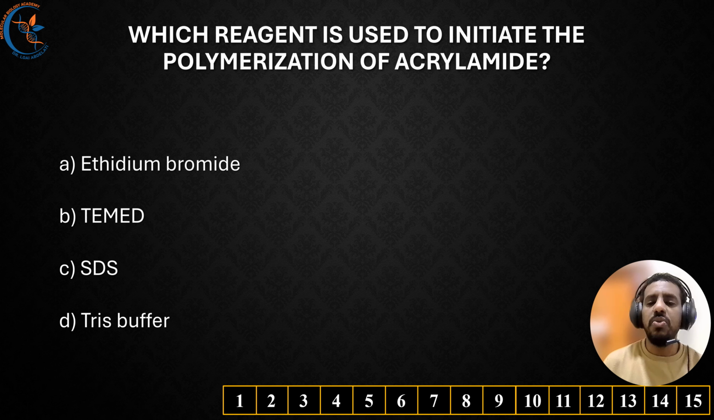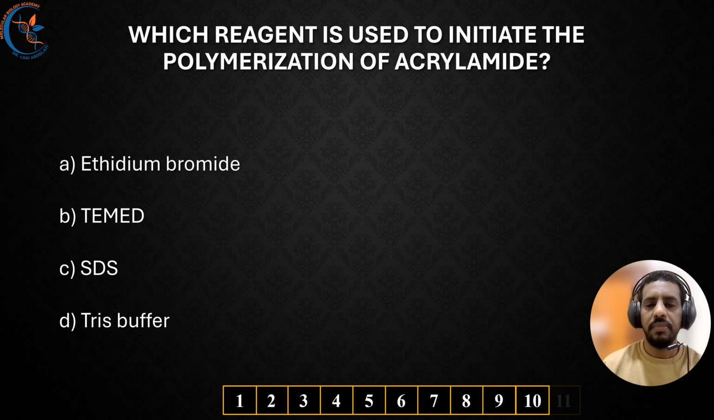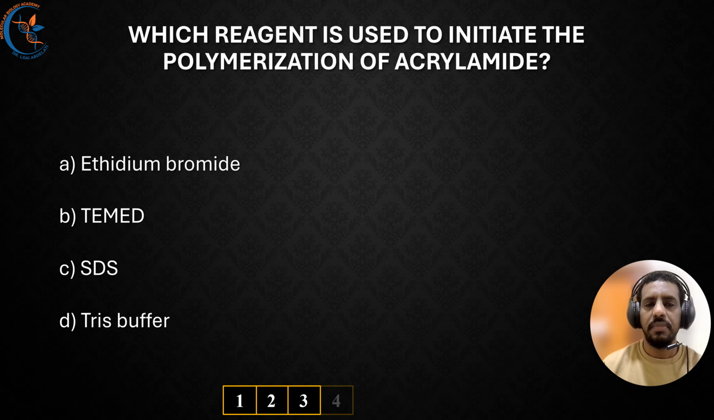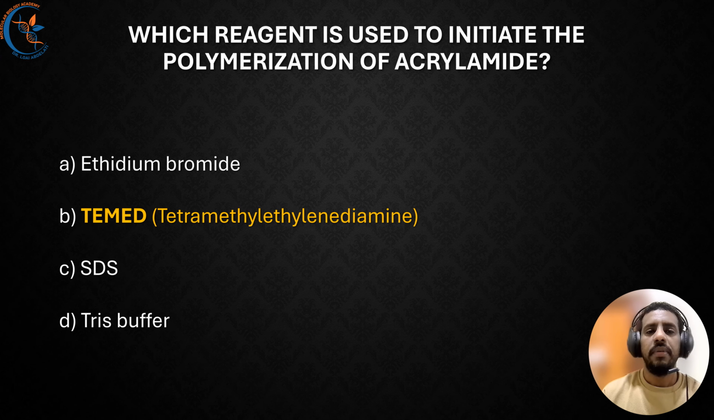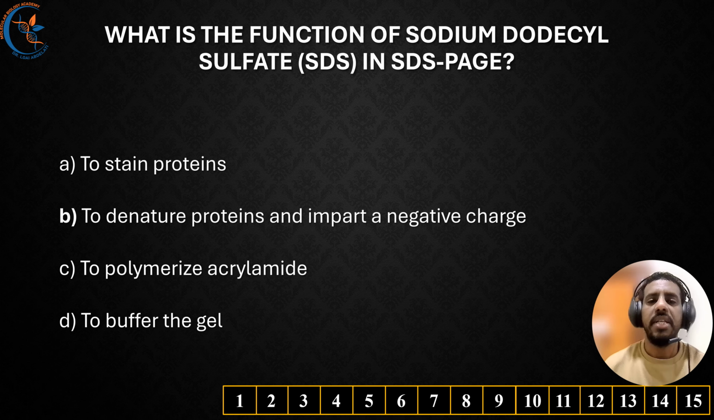Which reagent is used to initiate the polymerization of acrylamide? The correct answer here is TEMED. TEMED actually is used along with ammonium persulfate to initiate the polymerization of acrylamide. All right, next question here.